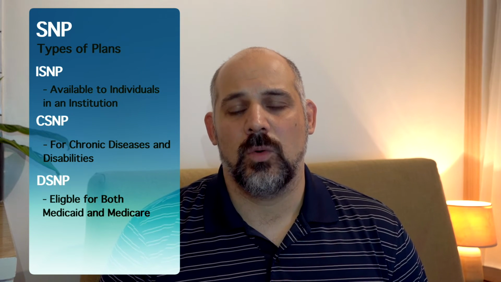Special needs plans also have 3 of their own variations. One would be an I-SNP, the C-SNP, and the dual eligibility SNP. So the I-SNP is going to be for anyone who is in an institution. It's important to make sure that the providers in your network do service your area. A C-SNP is for anyone suffering from a chronic condition, including things such as diabetes, AIDS or HIV, end-stage renal disease, chronic heart failure, or dementia.